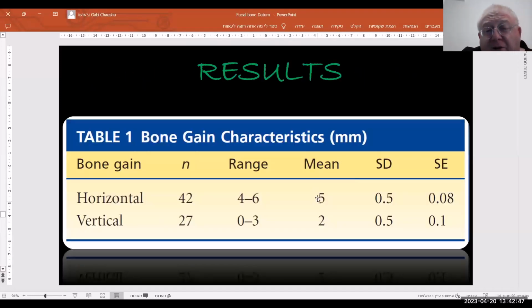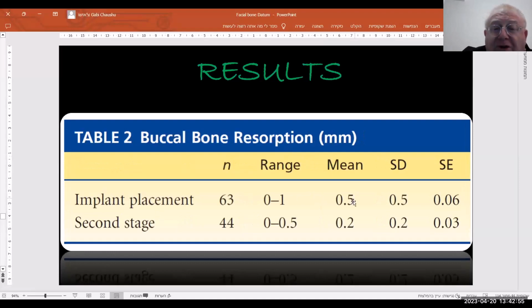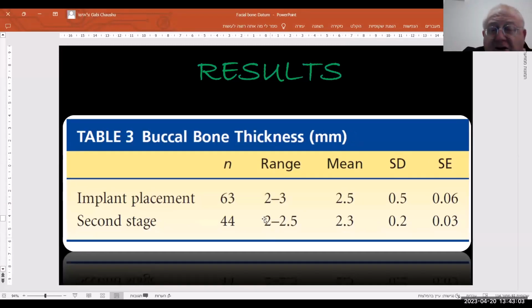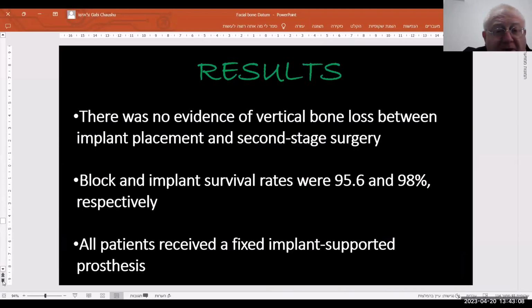And you can see here that our mean horizontal gain was 5 millimeters. Our mean vertical gain was 2 millimeters. Resorption was minimal, 0.5 up to implant placement and 0.2 up to second stage surgery. And we always achieved more than 2 millimeter buccal to the implant. So there was no evidence of vertical bone loss between implant placement and second stage surgery. Block and implant survival rates were high, 95 and 98, and all patients received a fixed implant supported prosthesis.